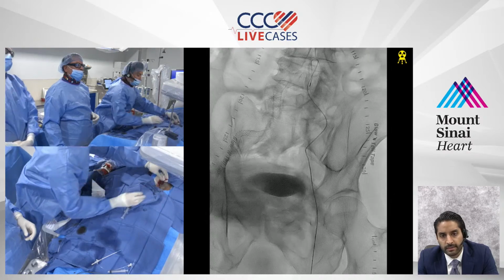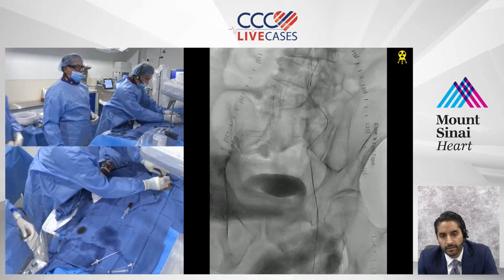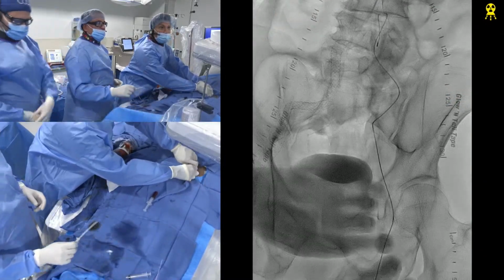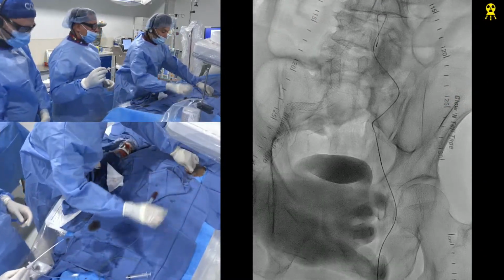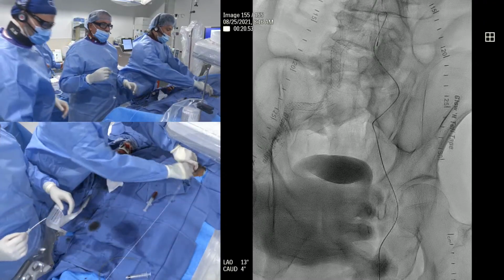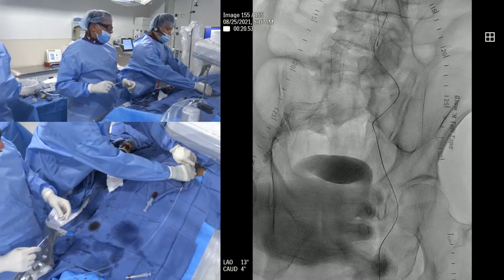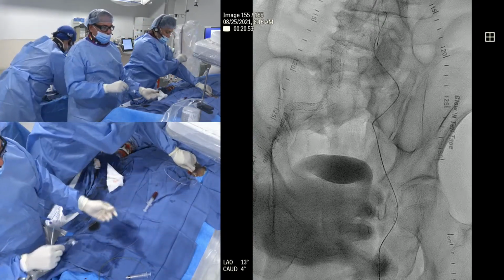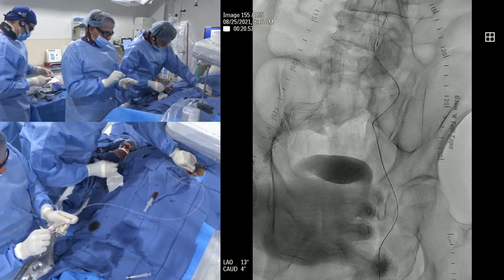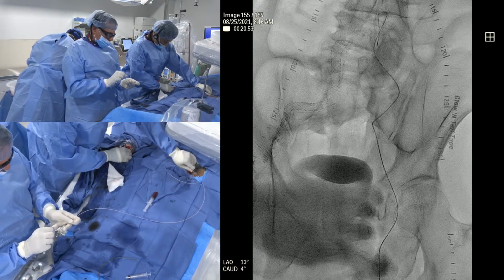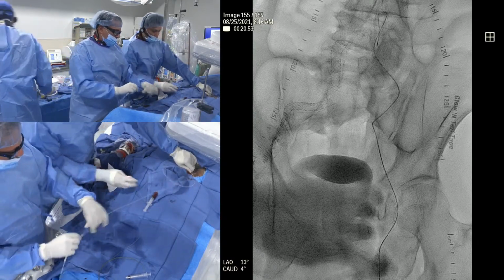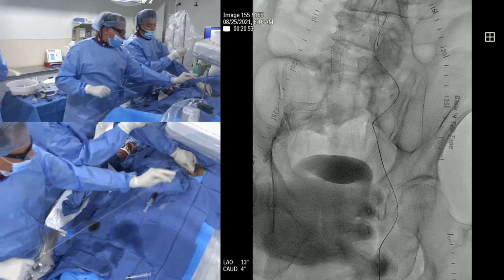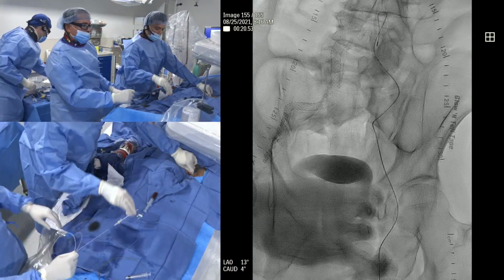Get us a 5 French sheath, guys, and then we'll get a JR4 or an aqua tempo 125, and then we're going to glide cath, guide the wire through. We have a Navicross if you want. Navicross is fine. Oh, it's down. Navicross fell on the ground. Sorry, PK. Okay, so we're just going to put a sheath in now.